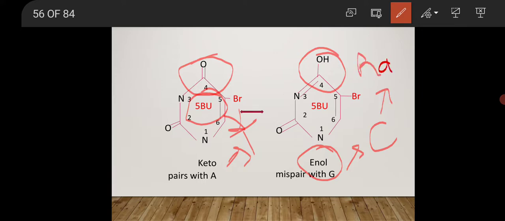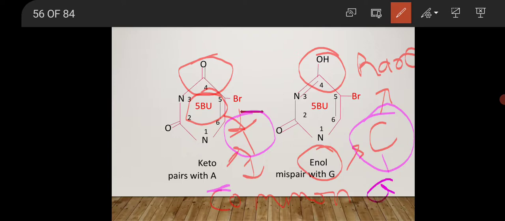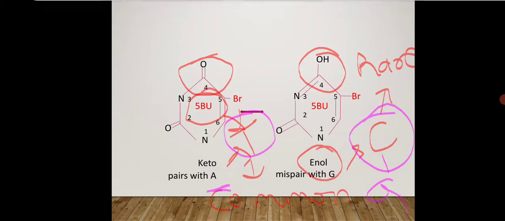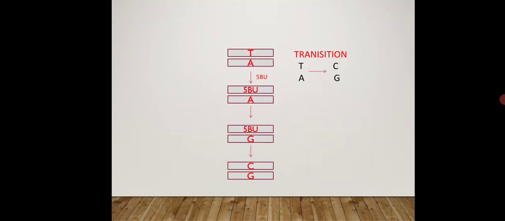What is cytosine here? It is the rare form. And thymine? It is the common form. When 5-bromouracil behaves like a thymine, it can pair with adenine, and in the enol form it behaves like cytosine. So when it is like cytosine, it can pair with guanine. You have to keep in mind the difference between these things.